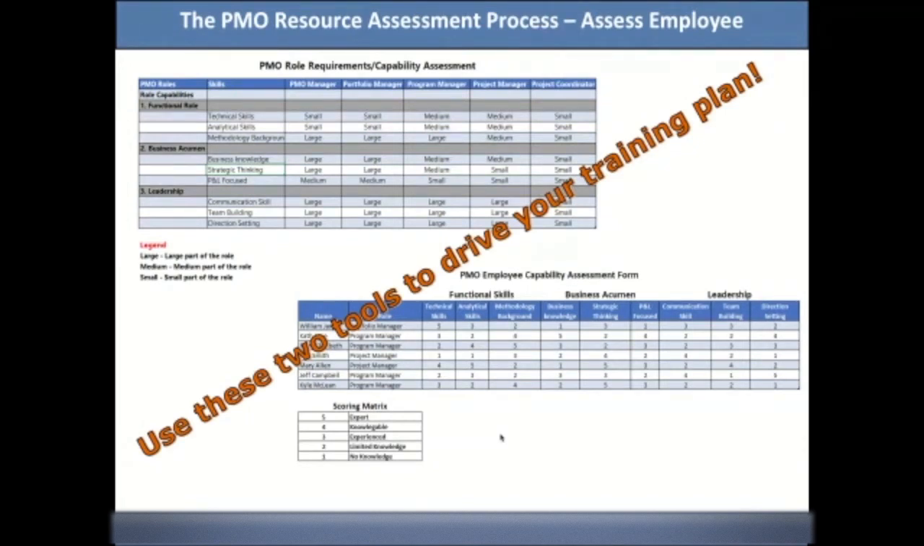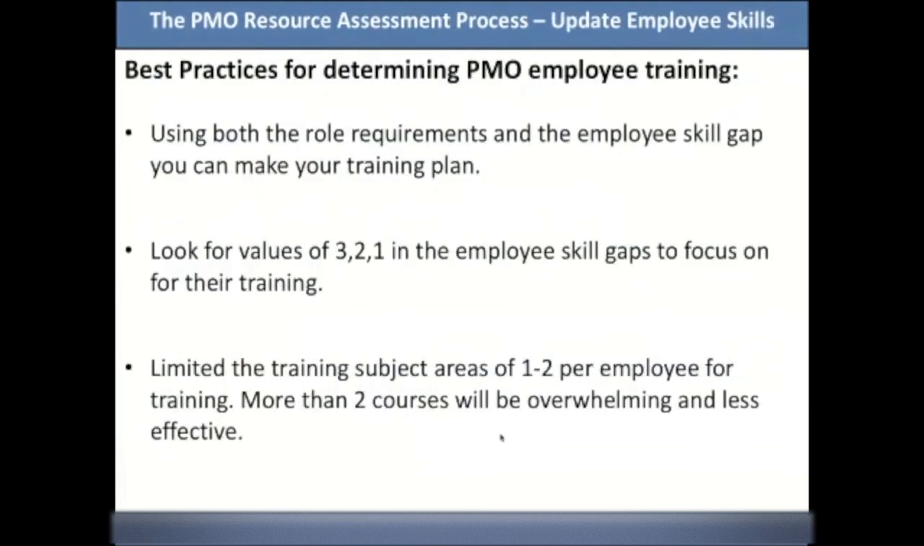But when you use these 2 tools together, it becomes an amazing mapping tool. It becomes an amazing way to really understand the gaps and understand the specific training and the needs for the individuals. They're a great set of tools together. These are the 2 tools that you want to use to get that full picture. So use both the role requirements and the employee skill gap. But look for values 3, 2, 1. These are the gaps to really focus on.